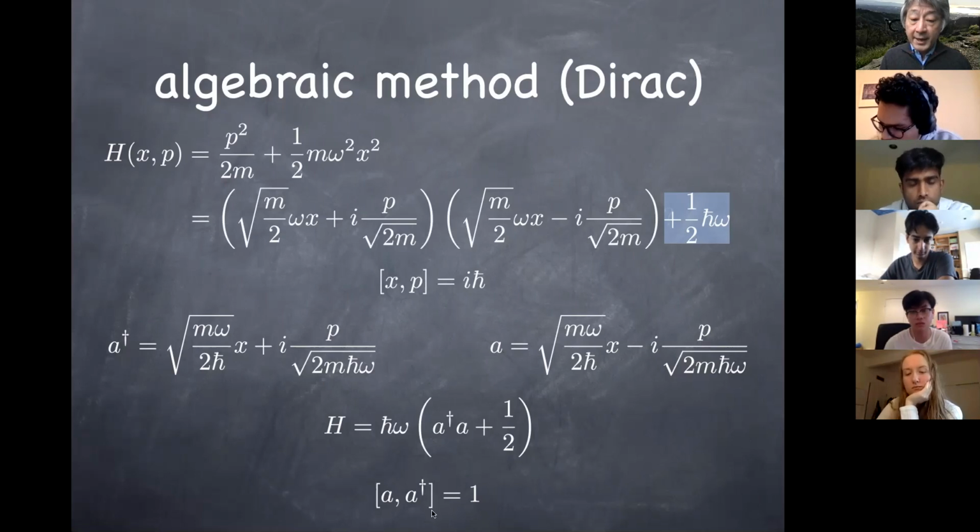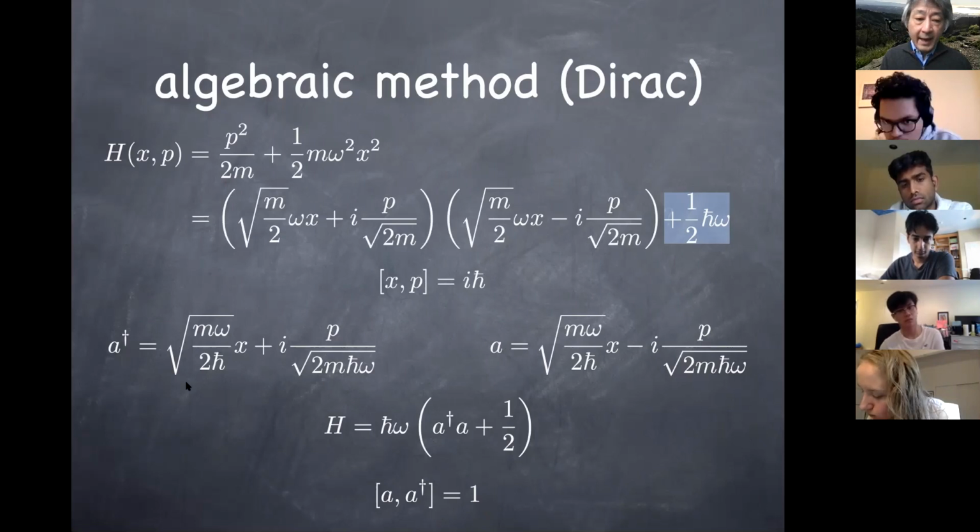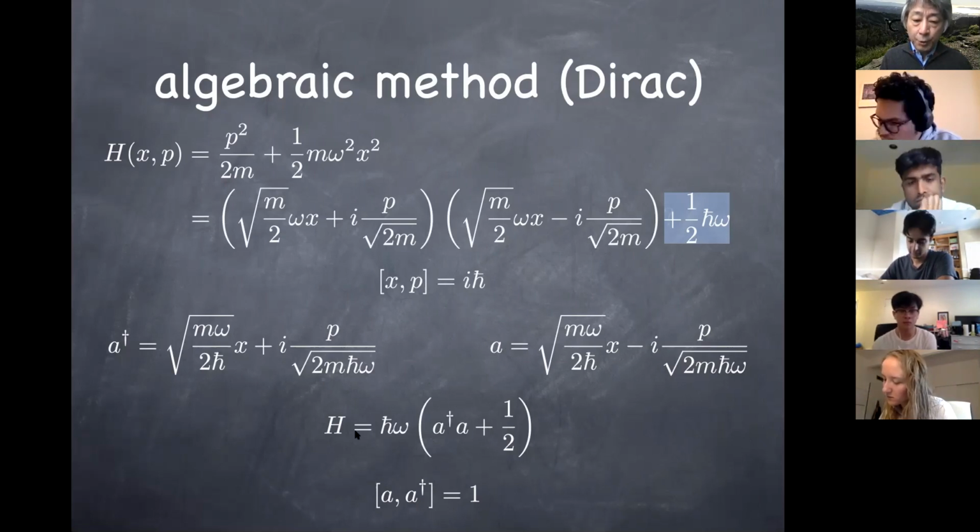So that gives you yet another contribution to this A dagger commutator of 1/2. So they add up to 1. So once you have this A written this way and A dagger written that way, the A, A dagger commutator is 1, while the Hamiltonian is now written in a much simpler form: h bar omega, which is a number, times A dagger A operator plus 1/2.